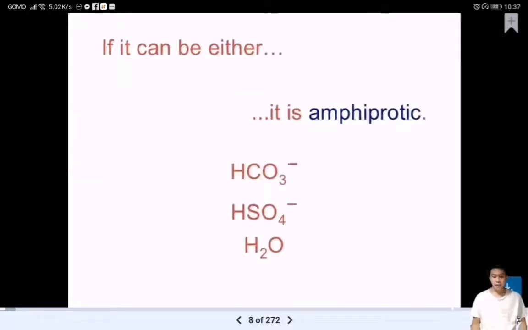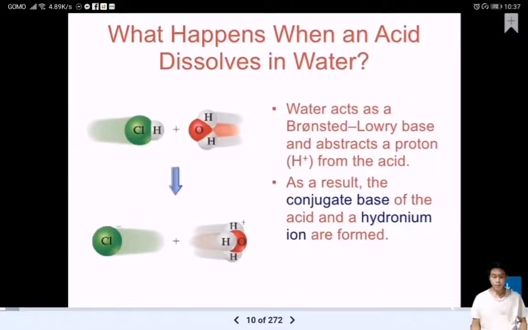If it can be either, it is amphiprotic. So there are HCO3 minus, HSO4 minus, and H2O. So, what happens when an acid dissolves in water? Water acts as a Bronsted-Lowry base and abstracts a proton, H plus, from the acid. As a result, the conjugate base of the acid and a hydronium ion are formed.